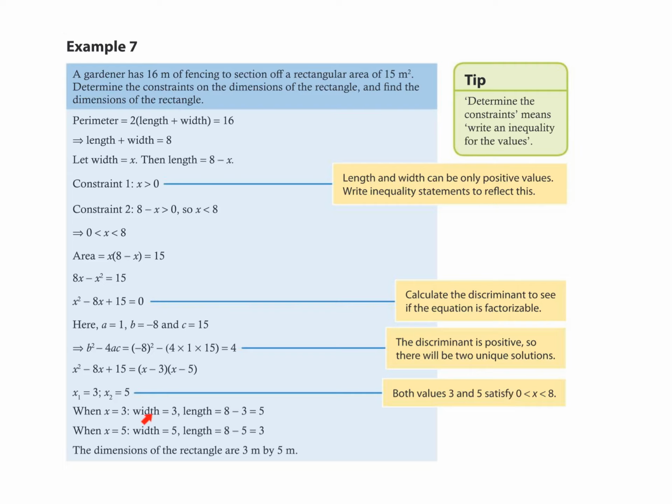When x equals 3, the width equals 3, because we defined that, and the length would equal 5, 8 minus 3. And when x equals 5, the length is going to be 8 minus 5, and that's 3. So the dimensions of the rectangle are 3 meters by 5 meters. Well done.